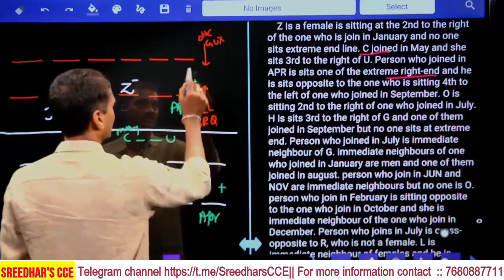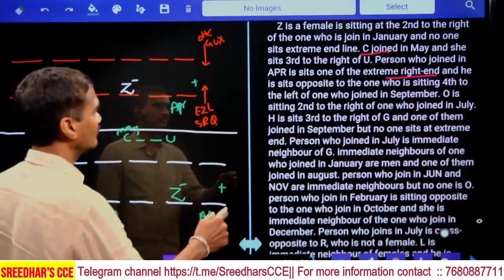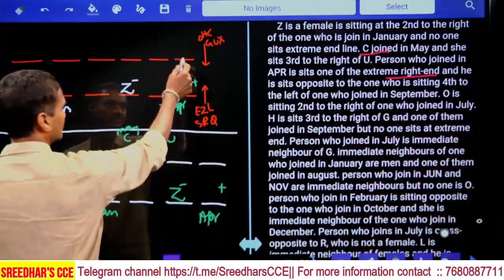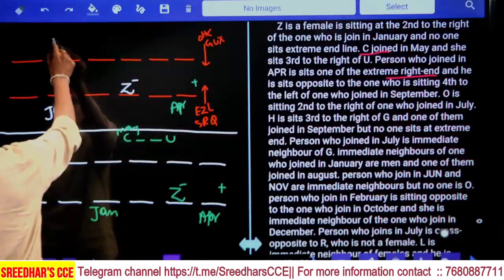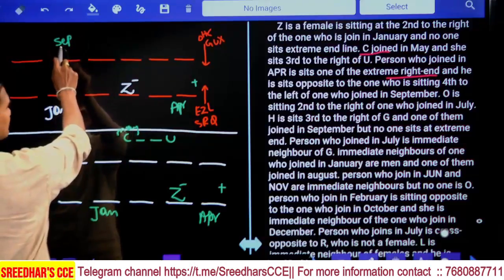April and this person is a male, and he sits opposite to the one who is sitting fourth to the left of the one who joined in September. Now this person is opposite to the one who sits fourth to the left of September, and the one who joined in September must be here.